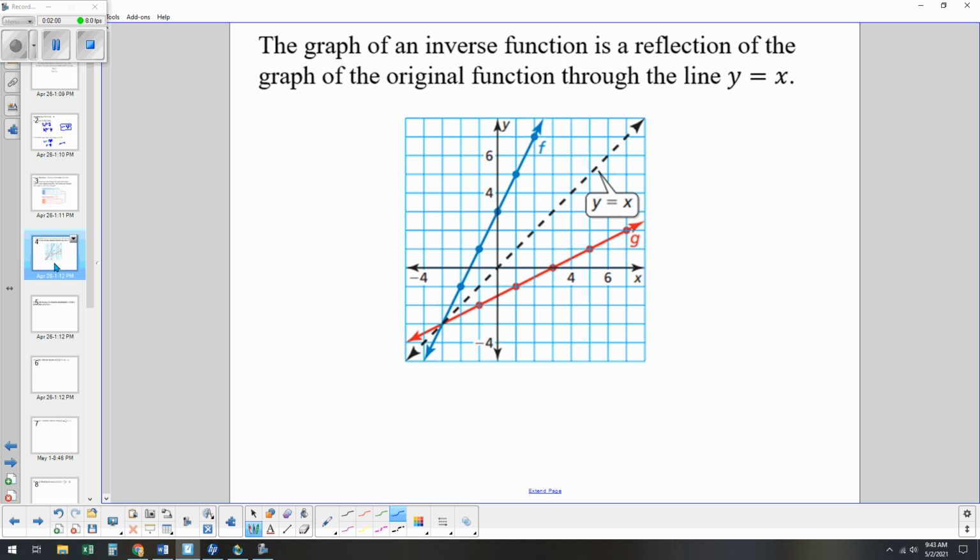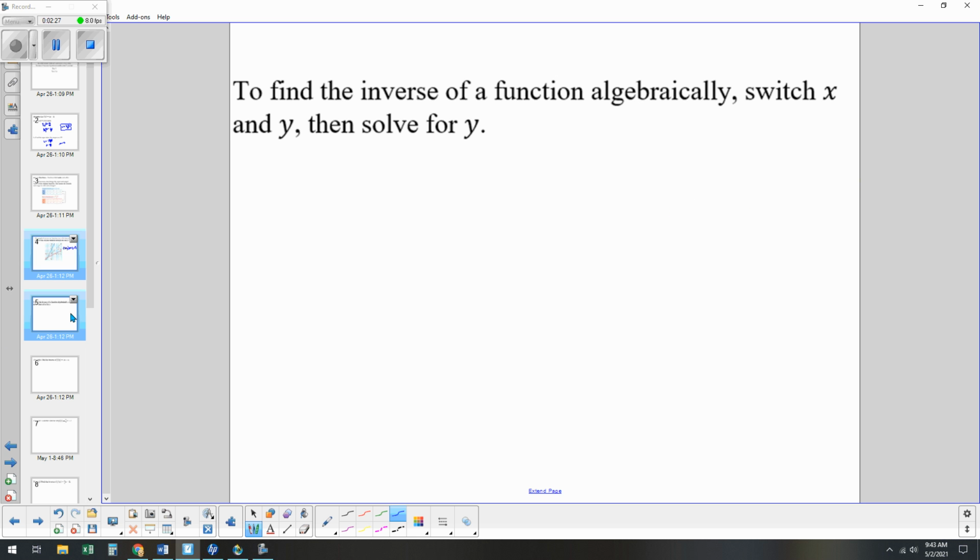The other thing that happens is that the graph of the inverse of a function is a reflection of the graph of the original function through the line y equals x. So for those of you who took geometry last year, if you recall, whenever you reflected in the line y equals x, xy became yx. So you're flipping the domain and range, you're flipping the positions of the x's and the y's. To actually find the inverse of a function algebraically, you're going to switch the x and y and then solve for y.